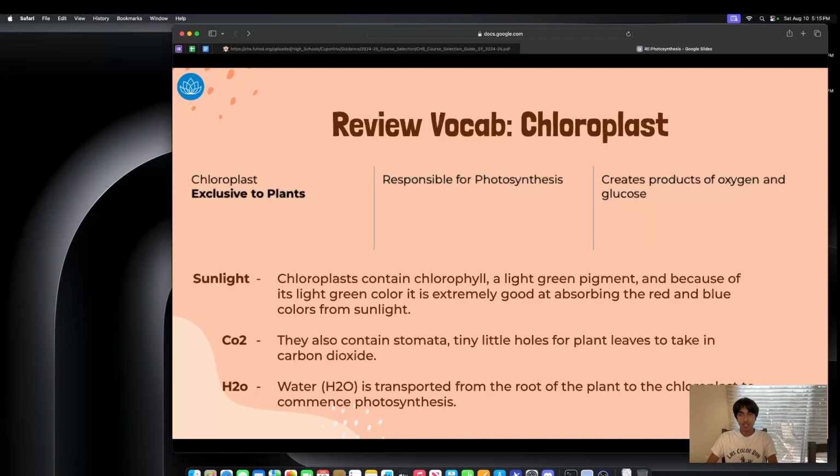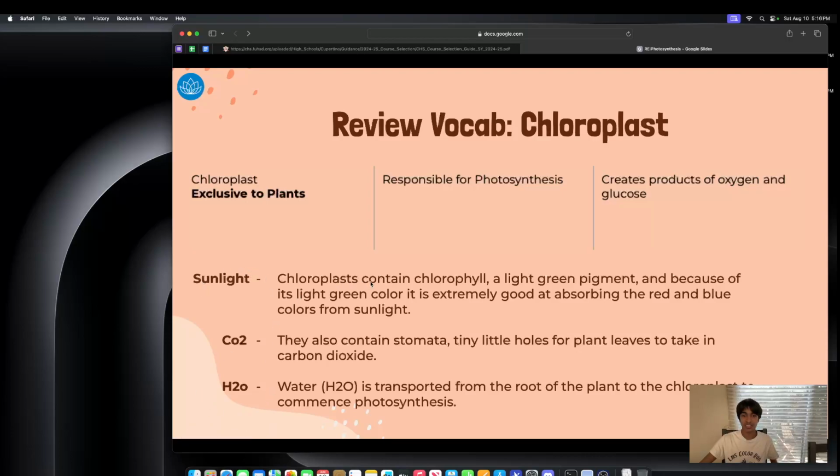So let's review a vocabulary, and this is for the chloroplast, which is exclusive to plants. It's the cell that's responsible for photosynthesis, and it creates the products of oxygen and glucose. And notice how glucose is taken by the plant, and oxygen is also taken by the plant to use in cellular respiration. And also a large portion of that oxygen goes to us, which we can inhale. So to say thank you to the plants for giving us some oxygen, right? And then here are the reactants that are going into the plant.